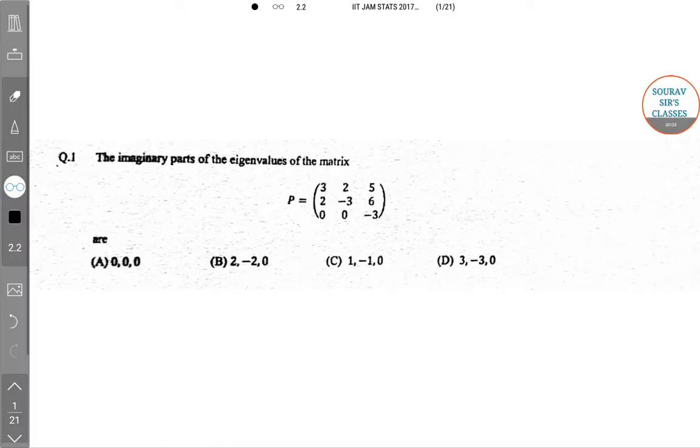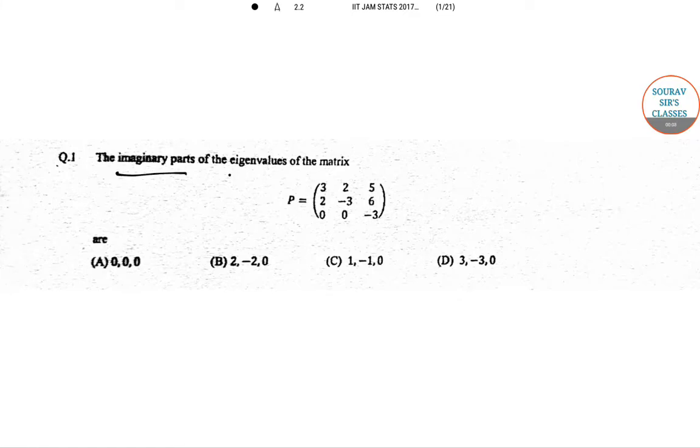The question is: the imaginary parts of the eigenvalues of the matrix P, equal to [3 2 5; 2 -3 6; 0 0 -3], are. So now to calculate the eigenvalues we need to do P minus lambda I and we need to equate this to 0.